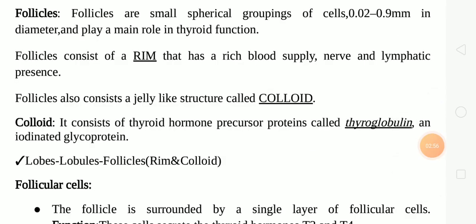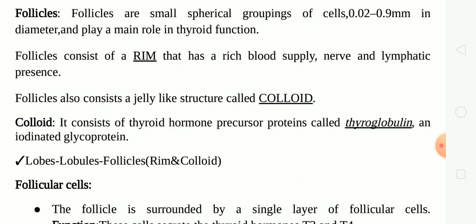Follicles are present inside the lobule. Follicles are nothing but small spherical groupings of cells. They range from 0.02 to 0.9 mm in diameter and play a main role in thyroid function. What is the importance of the follicles? Let us know. These follicles consist of a rim and a colloid.